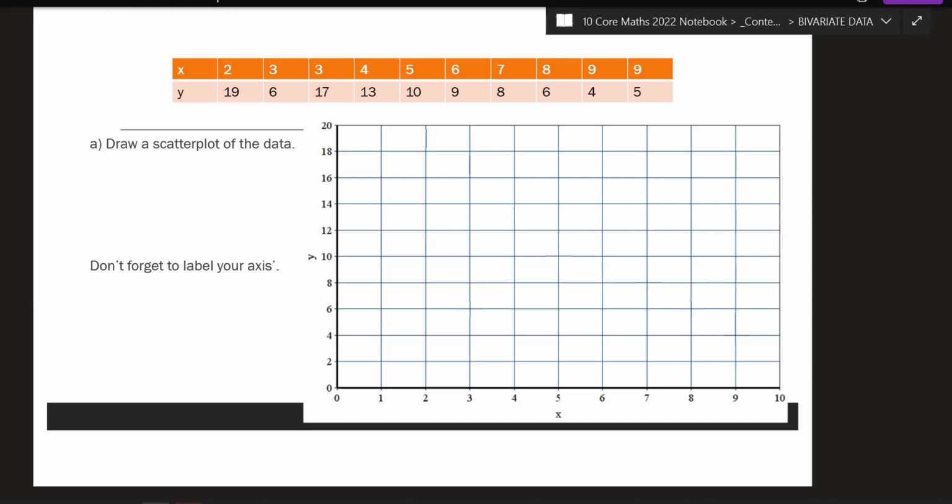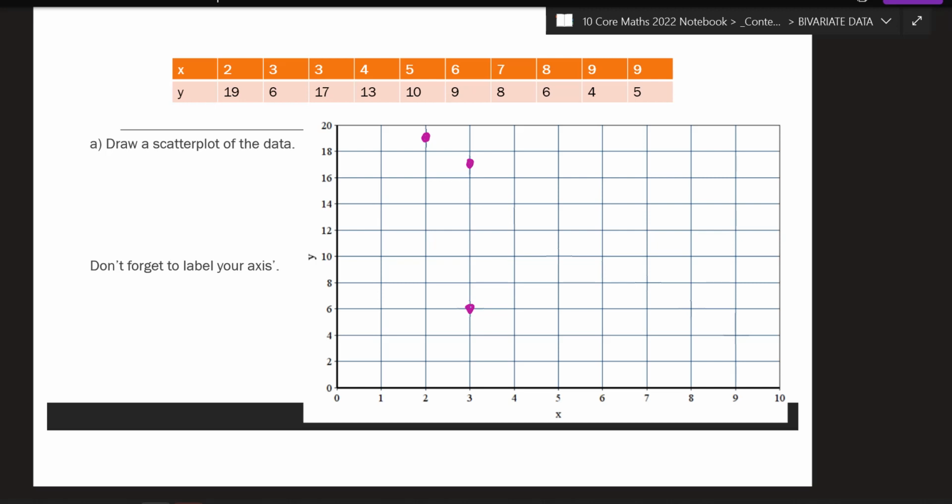Okay, let's draw the scatter plot for it. So the first one is 2, 19. Okay, so 2, 19 would be about here. Make your dots as big, or not too big, but just so it's obvious. Next is 3, 16. Oh, sorry, 3, 6. Thank you, Jamie. It's 3, 17. Okay, so 3, 17 is over here. So notice how it's not going to make a straight line. It's just going to be dots in random spots.